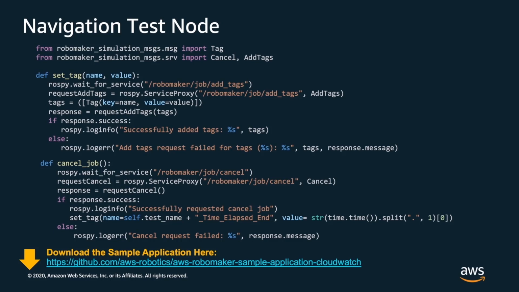Secondly, once a test is complete, you can stop the simulation job before the defined timeout to optimize your costs by using the cancel job service. Here are 2 of the code snippets that enable you to implement this logic in your ROS-based applications. Also at the bottom there is a link to a sample application that includes this code as well as a sample test node.